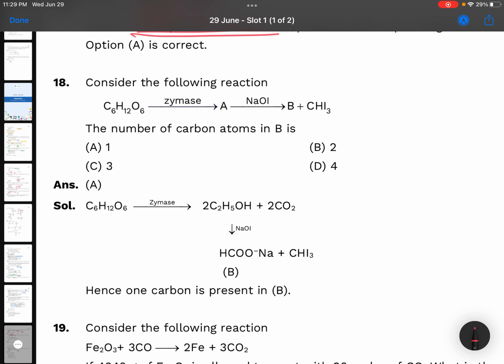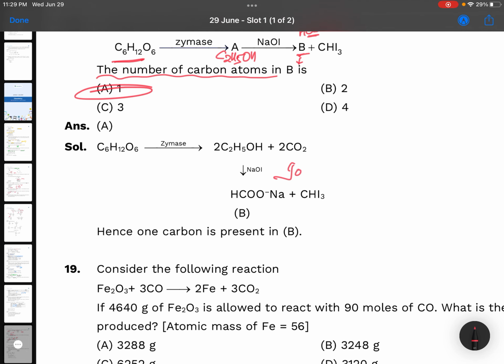Consider the following reaction. C6H12O6 with zymase forms ethyl alcohol C2H5OH. It gives you HCOONa plus ammonia. So 1 carbon is present here. The number of carbon atoms in B is 111. This reaction is the iodoform reaction.